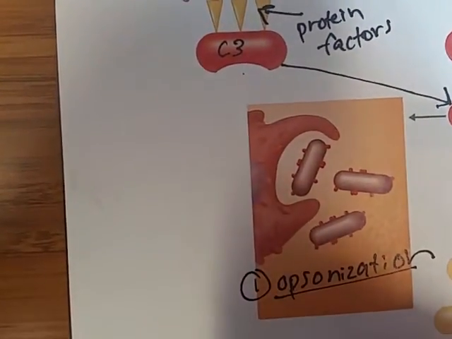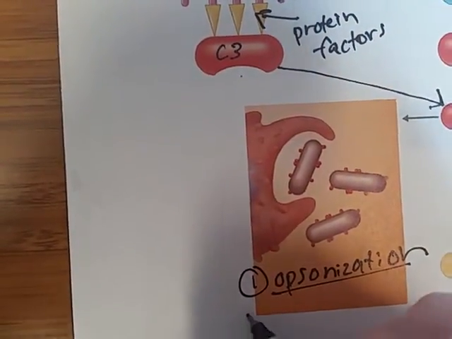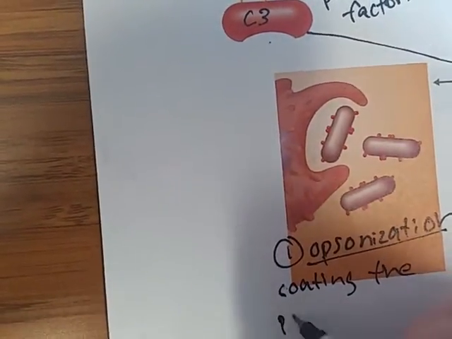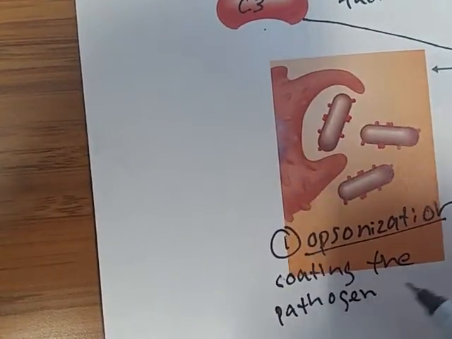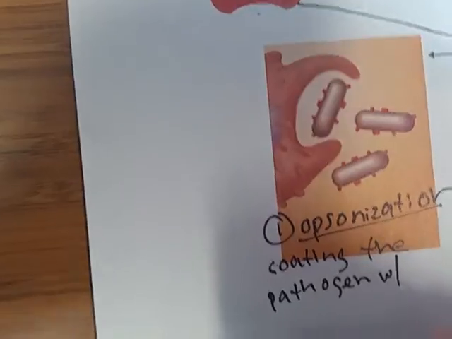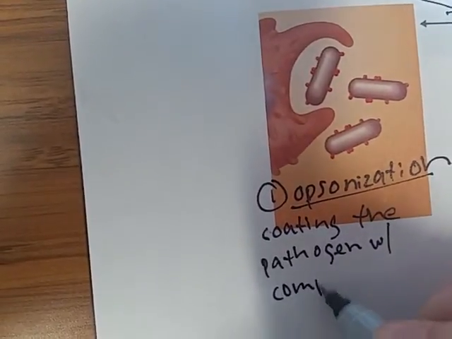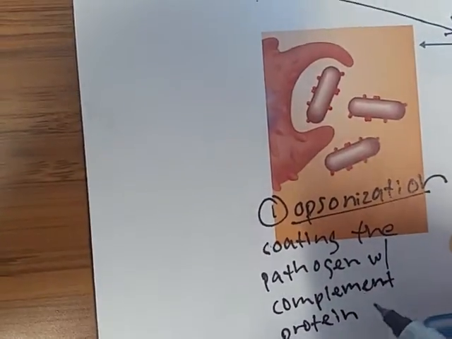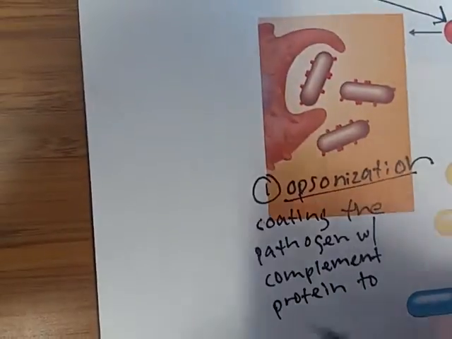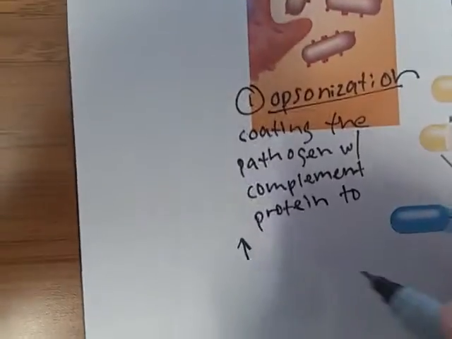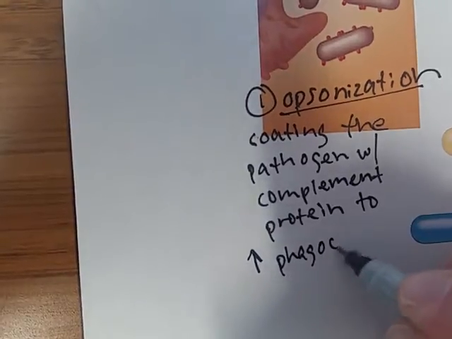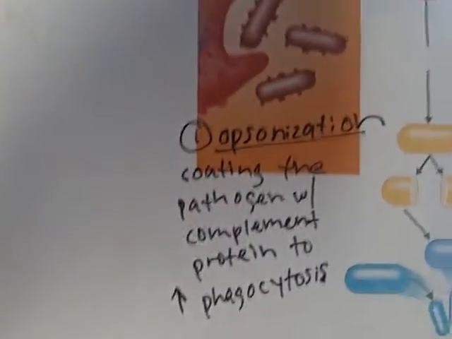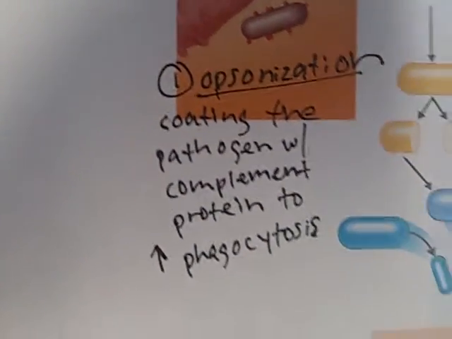So opsonization is just pretty much coating the pathogen with complement protein to increase or enhance phagocytosis. So I'm just going to put an arrow, increase phagocytosis. So it makes it easier for those phagocytes to grab onto and recognize those pathogens.